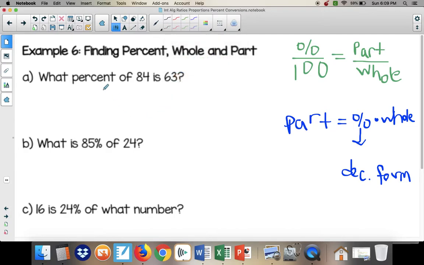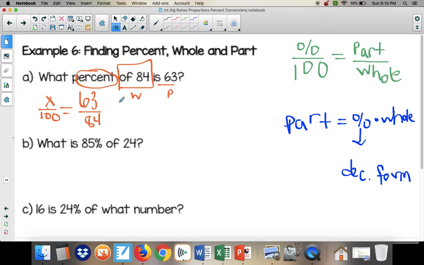So let's look at this first one. What percent? So we are trying to find a percent of 84. So "of" is your whole, and this is your part. So I'm going to put this one in the percent proportion. So what percent, which is out of 100, is 63 of 84.